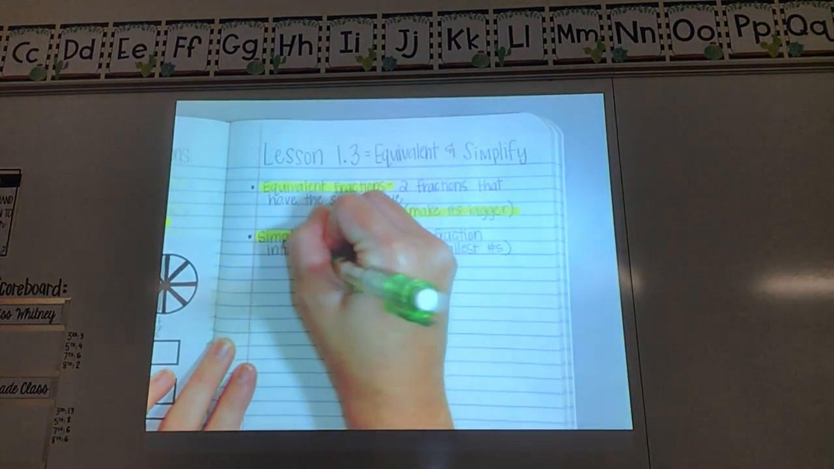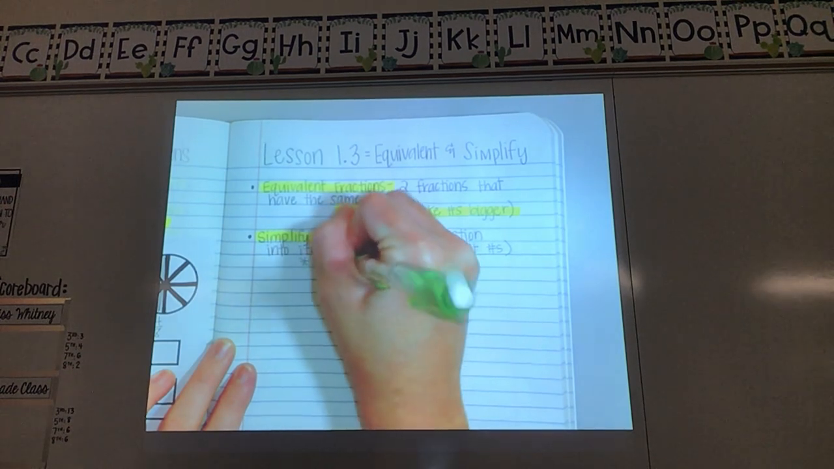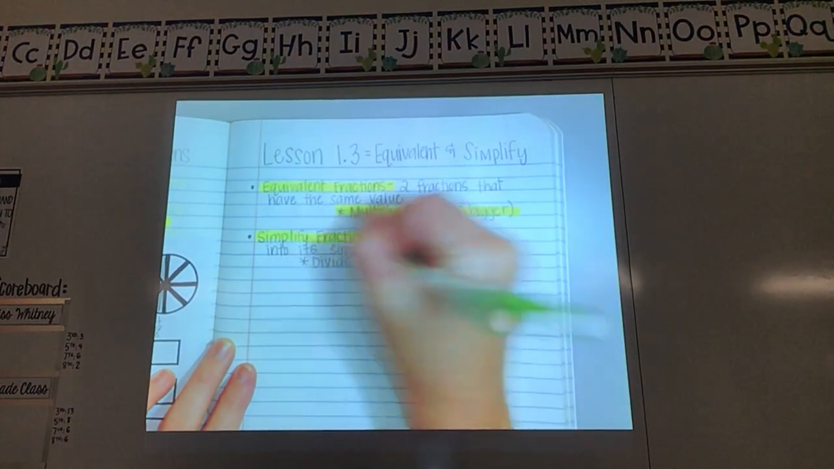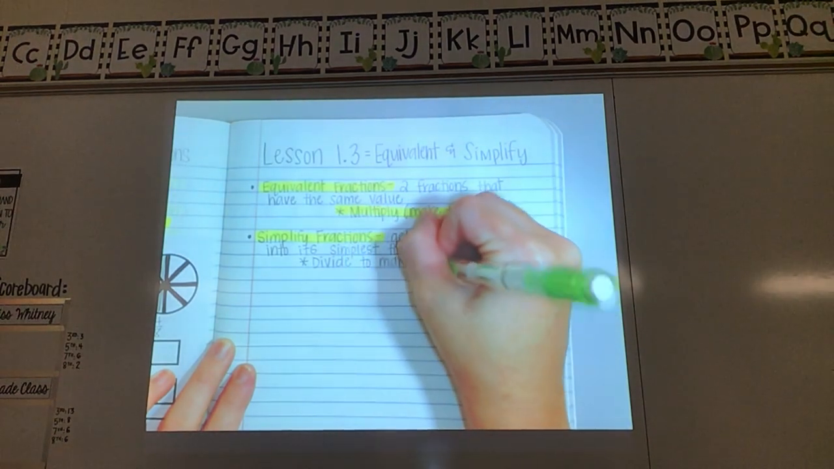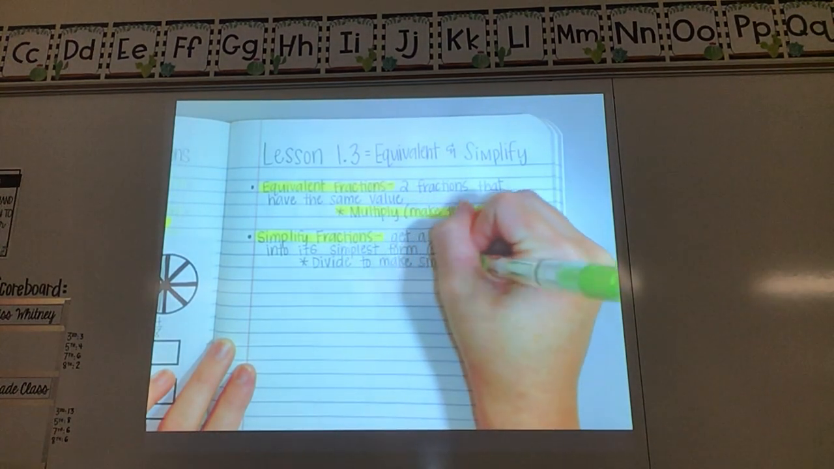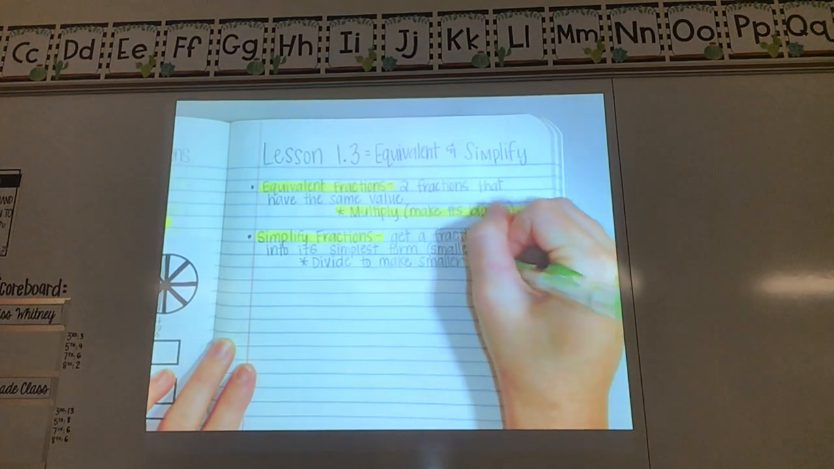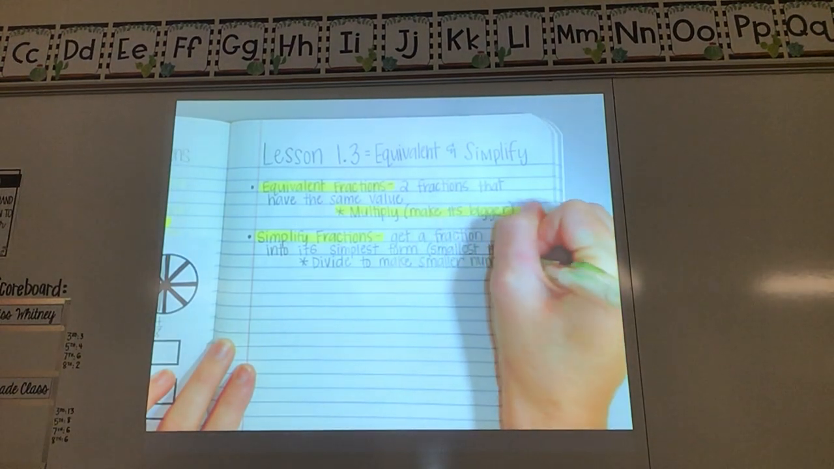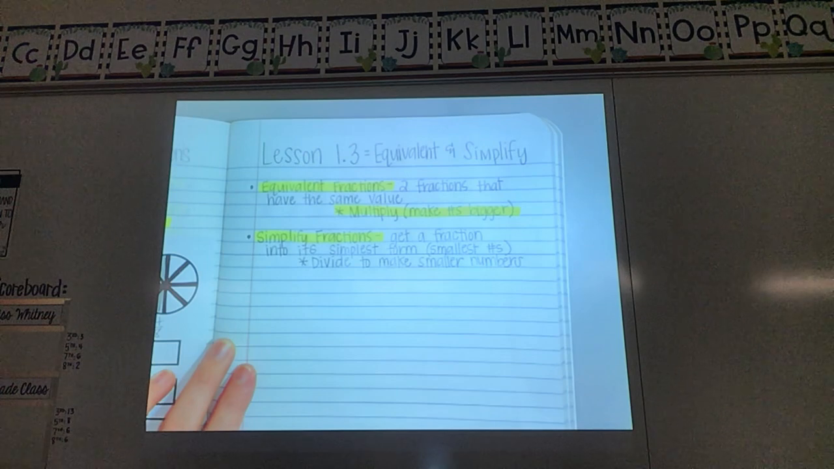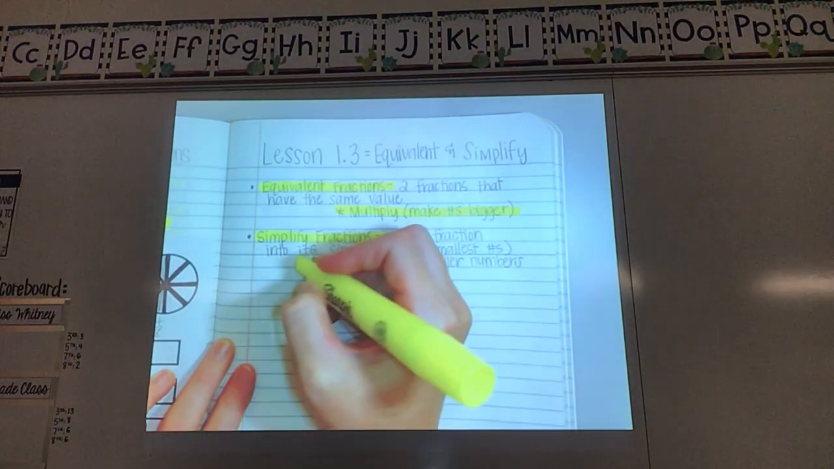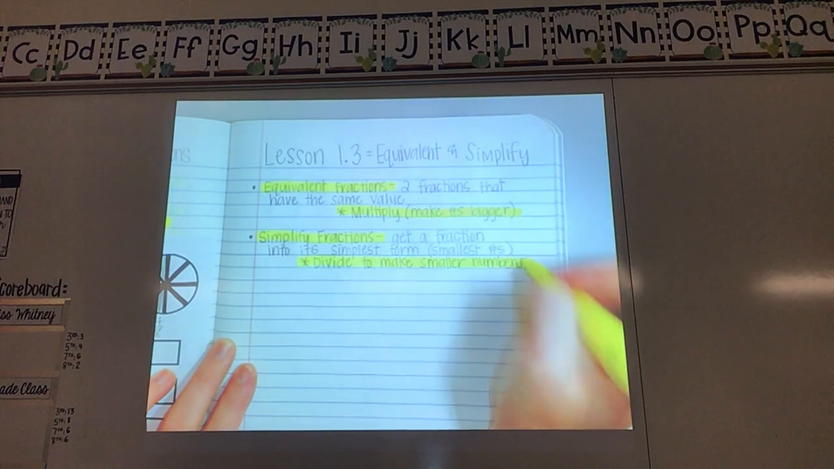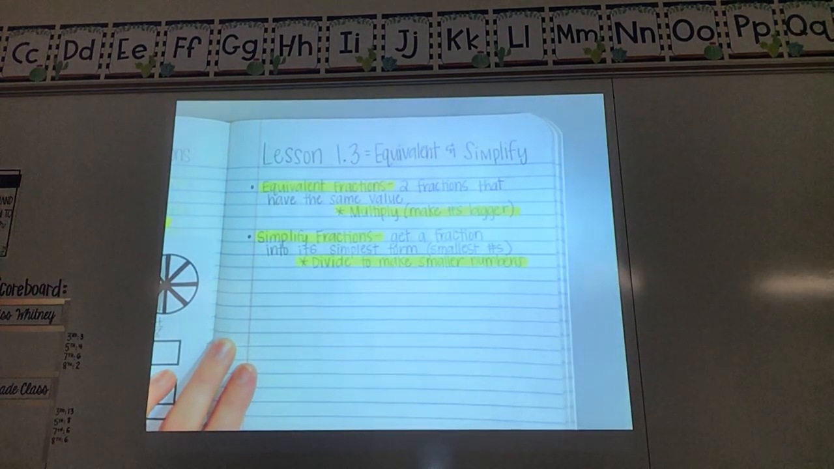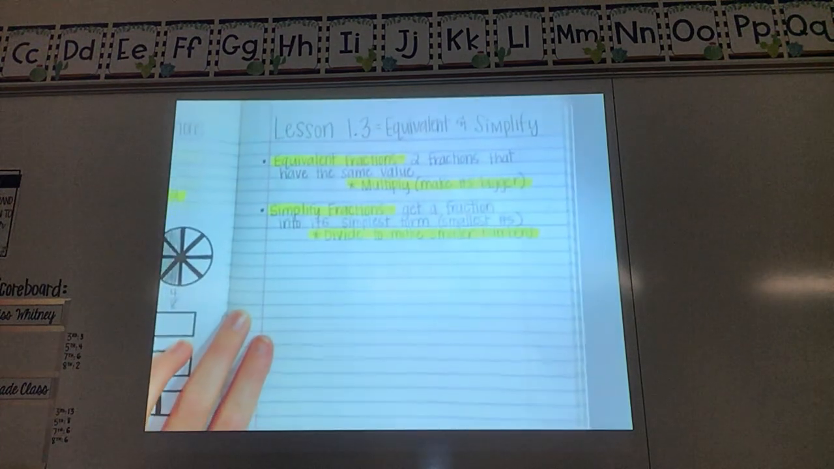So to simplify fractions, we divide to make smaller numbers. Which makes sense. If we want the numbers to get bigger, we need to multiply because that's how we get bigger numbers. If we want the numbers to get smaller, we need to divide because that is how we get smaller numbers. So that is what we're going to be doing today with our fractions. Let's practice a couple, and I bet you'll get the hang of it pretty quickly.